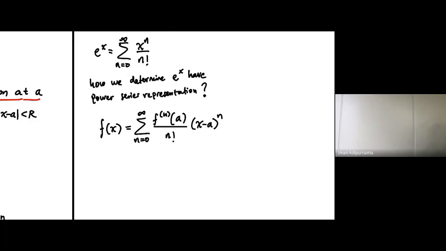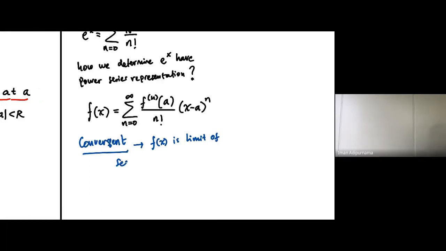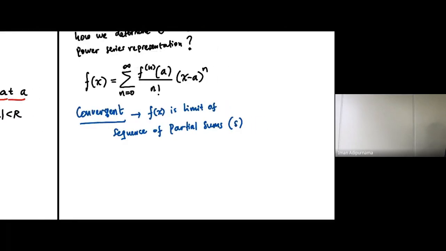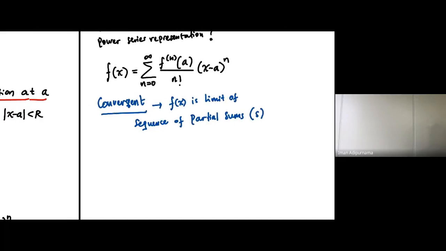And then remember, if we talk about convergence, it means the f of x itself is the limit of the sequence of partial sums. Before, we know the partial sum is S, but for this case, to make a difference, let's write the partial sum as T, T n.